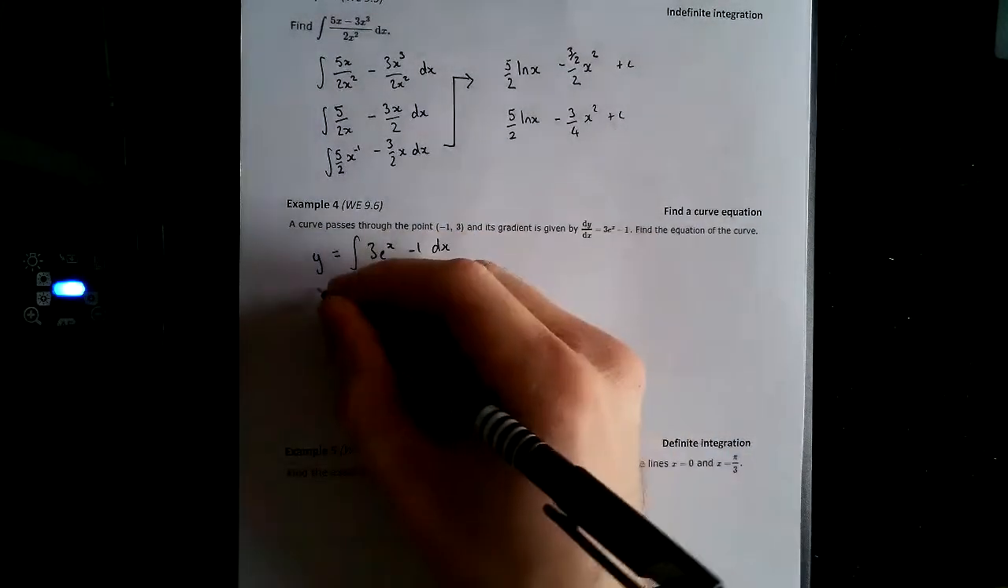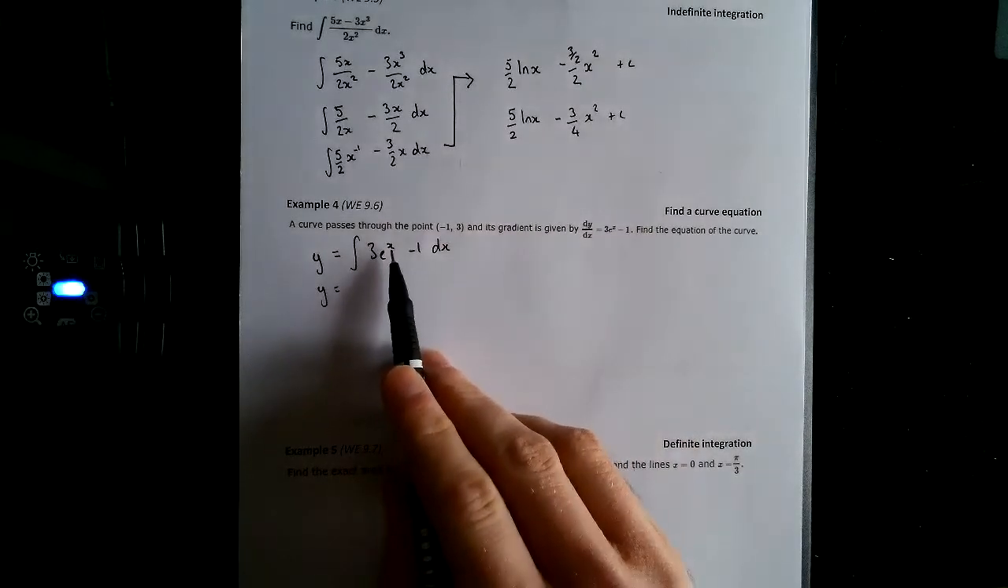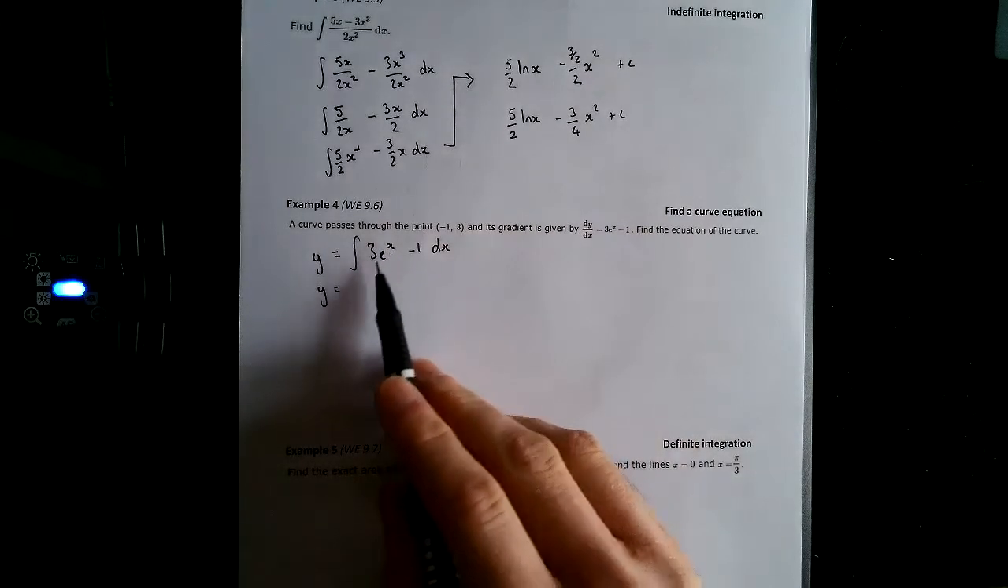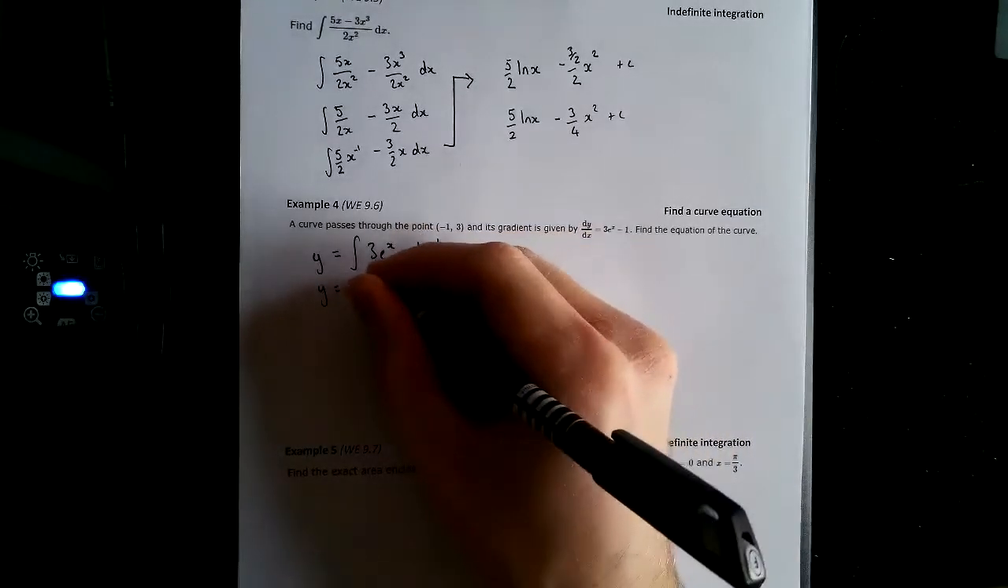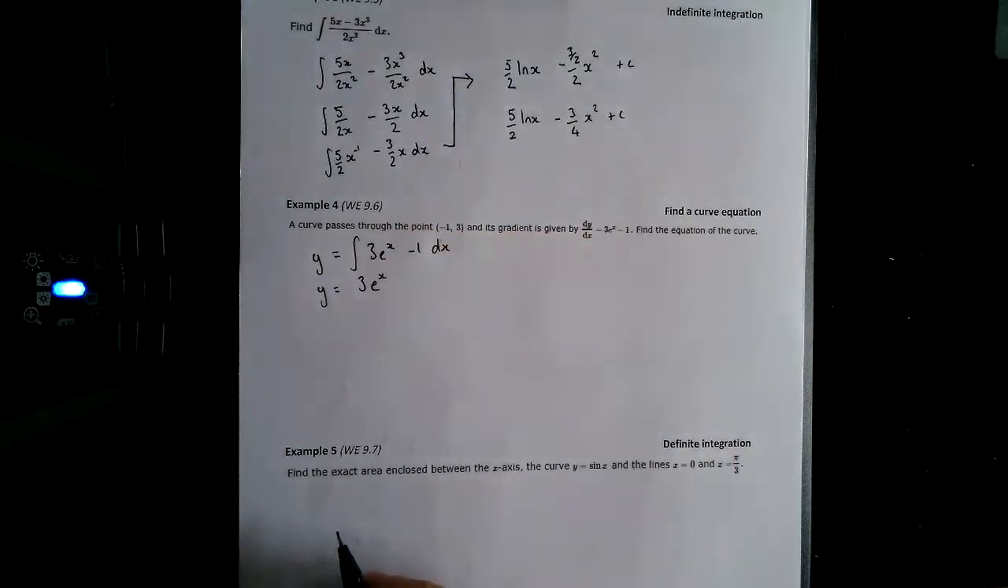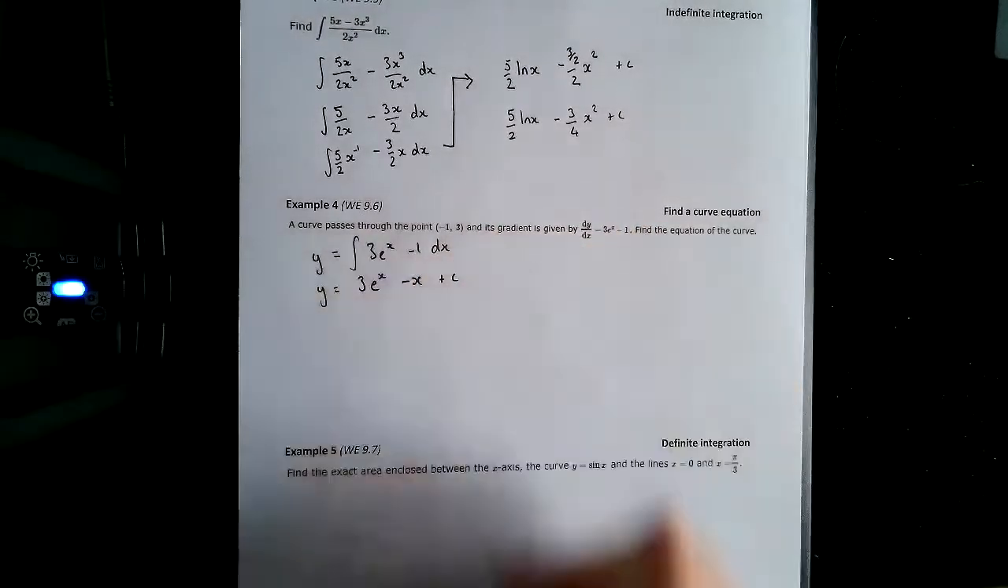Now, I can ignore the 3 for a second and integrate e to the x. So what differentiates to give e to the x? It's just e to the x. So then I'm going to put 3 back in front, multiplied by 3, minus 1 integrates to minus x, and I need a plus c.